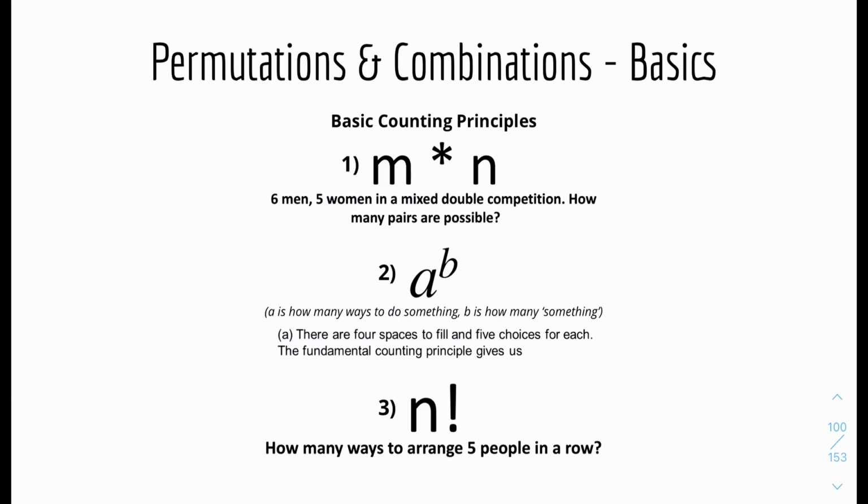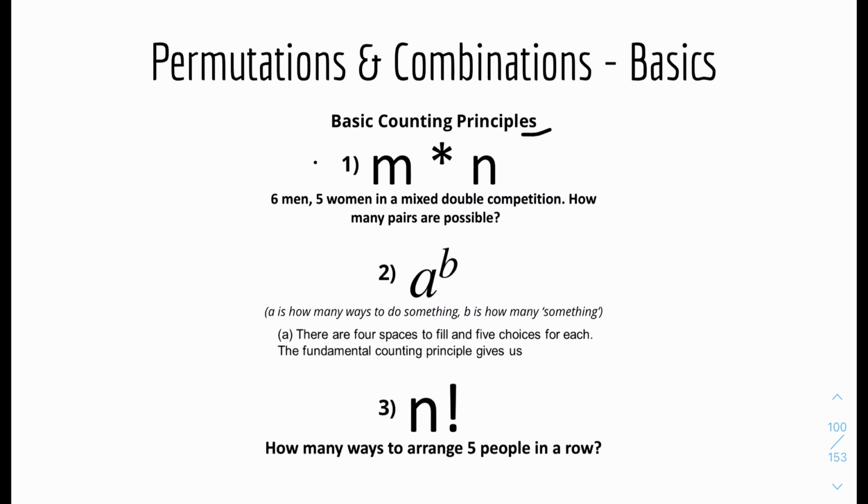And we'll get right into some basics. Here we have three basic counting principles. Number one, we have m times n. Basically these counting principles are a way to find the possibilities, or how to count different things. So m times n is a way to find a configuration of something.